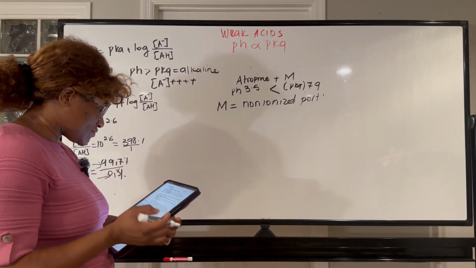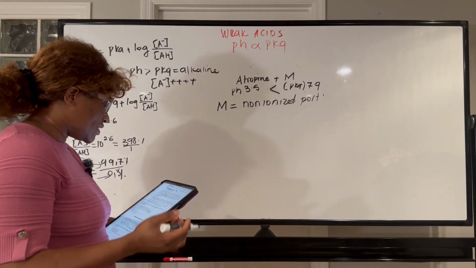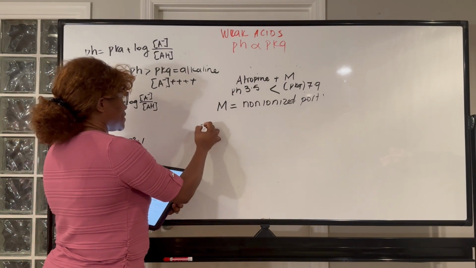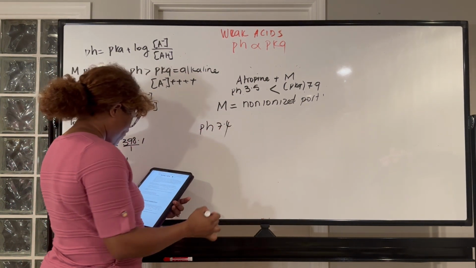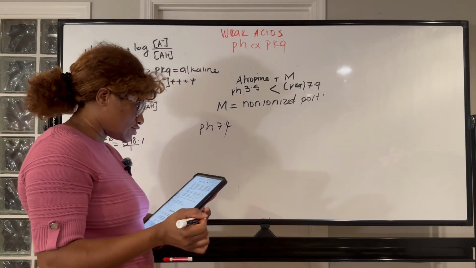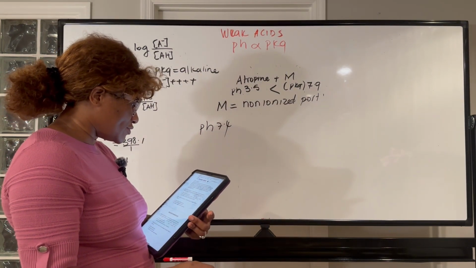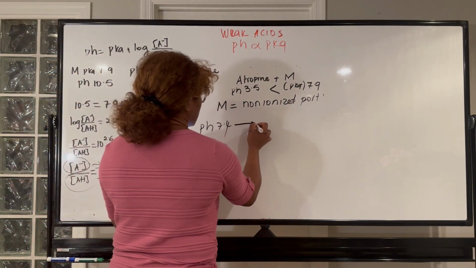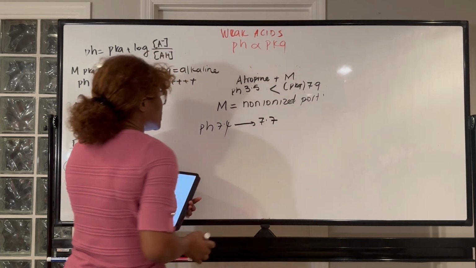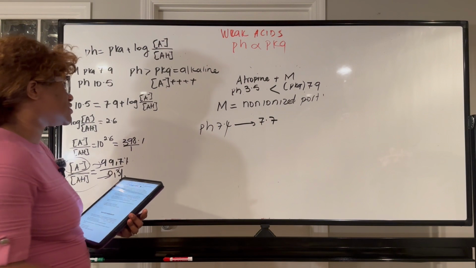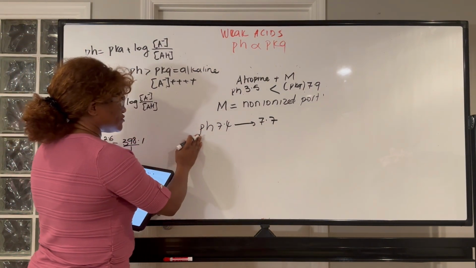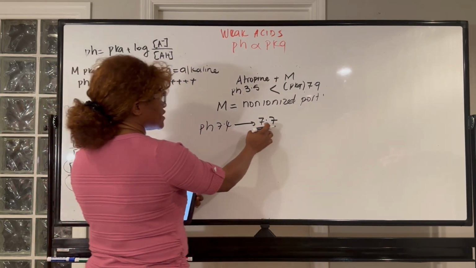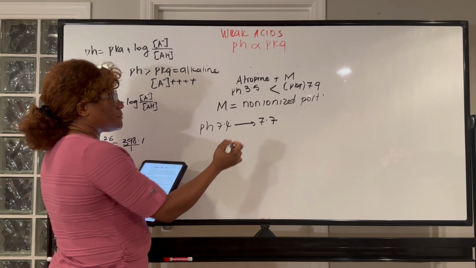So the next question, assume normal physiological pH equals 7.4. What will happen to the fraction of ionized and non-ionized molecule if metoprolol is administered at a pH of 7.7? So now the question is just asking, if we move from a physiological pH, which is 7.4, to a more alkaline pH, which is 7.7, what will happen to metoprolol?